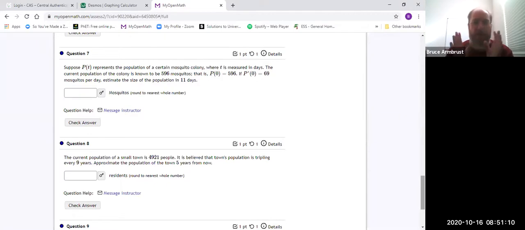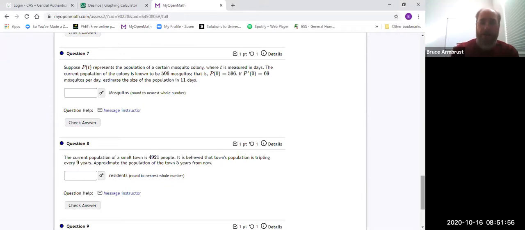So for 7, and again, yours may have slightly different numbers, it says, suppose P of T represents the population of a certain mosquito colony, where T is measured in days. The current population of the colony is known to be 596 mosquitoes. If P prime of 0 is 69 mosquitoes per day, estimate the size of the population in 11 days. Like they're telling us how many mosquitoes are here right now, and we want to make a guess of how many there will be in 11 days.